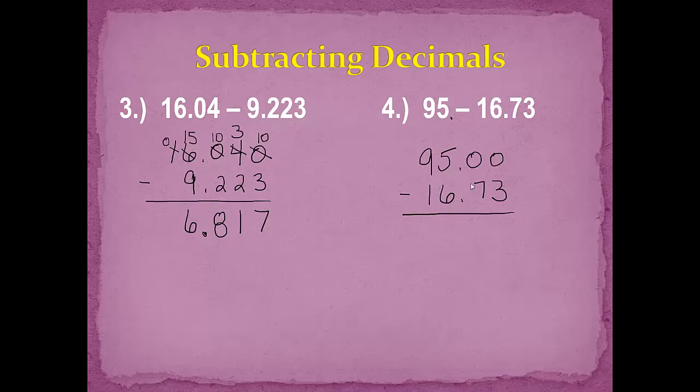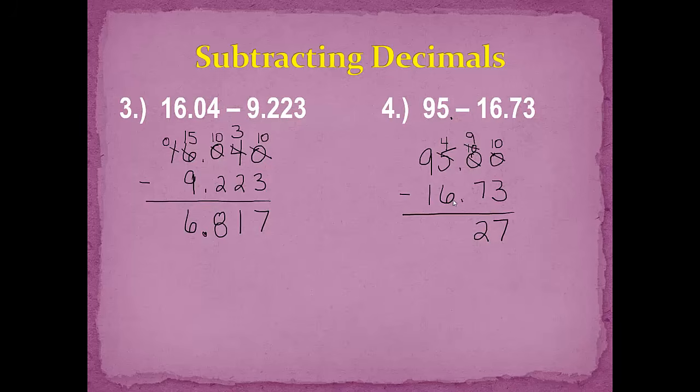Now I can subtract. I cannot subtract 3 from 0, so I'm going to borrow. I have nothing to borrow from the 0 next to it, so I have to go all the way over to the 5. The 5 now becomes a 4. This 0 becomes a 10, but I need to borrow 1 from it, so now it's going to become a 9, so the last 0 then can become a 10. So 10 minus 3 is 7. 9 minus 7 is 2.